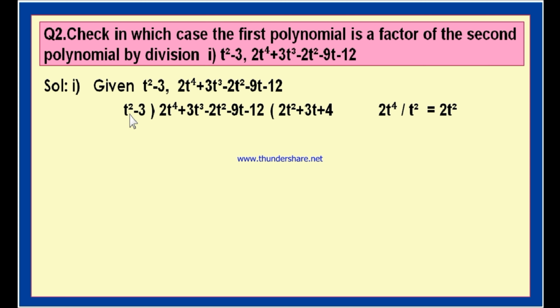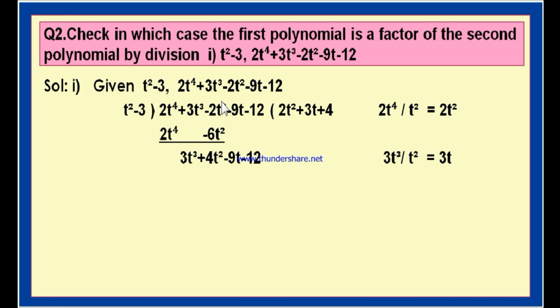Again, let us divide the first term of the dividend with the first term of the divisor. That is 2t power 4 by t square. 2 by 1 is 2. T power 4 by t square is t square. 2t square is the first term in the quotient. Now let us multiply all the terms in divisor with 2t square. 2t square into t square, 2t power 4. You write under this 2t power 4. Next, 2t square into minus 3 is minus 6t square. Now if you subtract, plus 2t power 4 minus 2t power 4 will be cancelled.